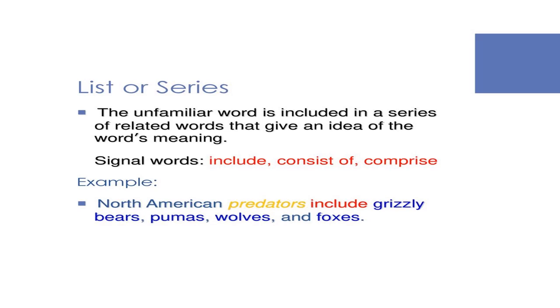So a predator must be like the bear, the puma, the wolf, and the fox. All of them are carnivores, or animals that kill and eat other animals. So the word predators must mean animals that kill and eat other animals. You guessed the meaning from this list.